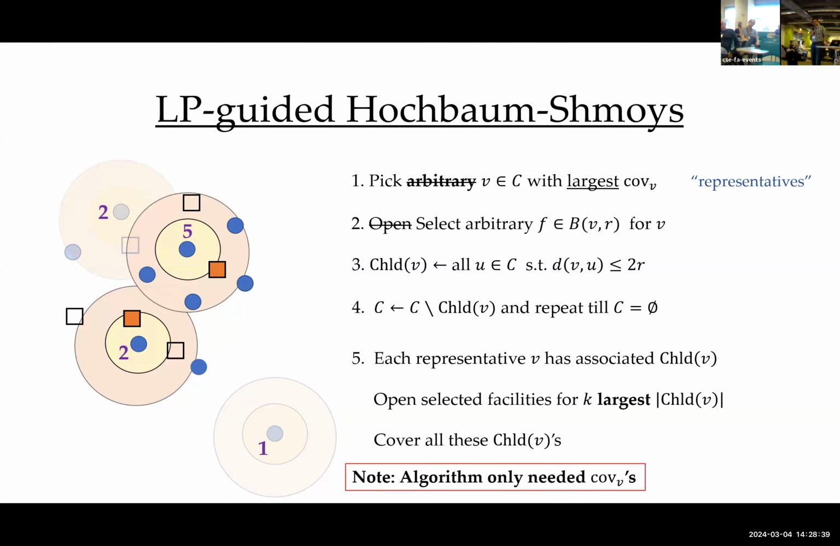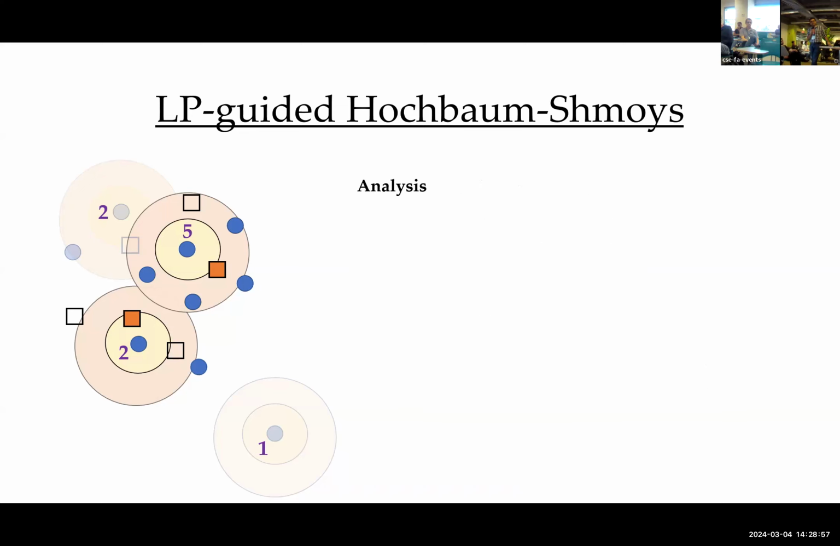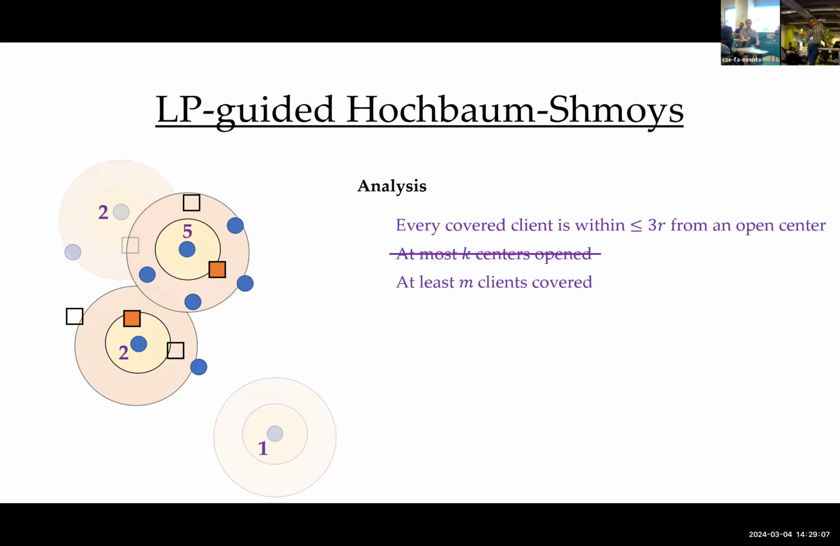Okay, a note for a future thing that is going to come up. I really did not use the X values at all. I only use the coverages, how much a client is an inlier or not. This will come up in a little bit. About this algorithm itself, it is clear that if I cover a client, I'm within distance 3R from an open center. And that at most K centers are open is by design. So there's nothing non-trivial to say, and that's why I strike it out.